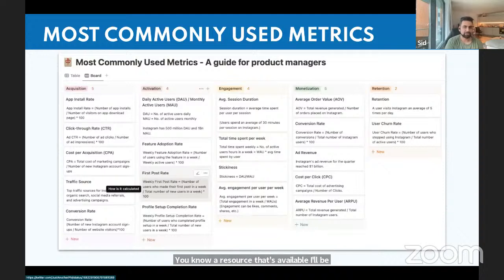If you click on this picture, you can get access to this Notion database for free, which basically talks about the most commonly used metrics in an online product. And when I created this, I just used Instagram as an example. So feel free to go through this. It breaks it down into the typical activation, adoption, engagement, monetization, retention. Every metric has a lot of detail of what the metric is, what it means, why it is important, how it is measured.